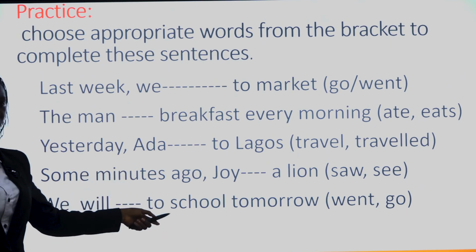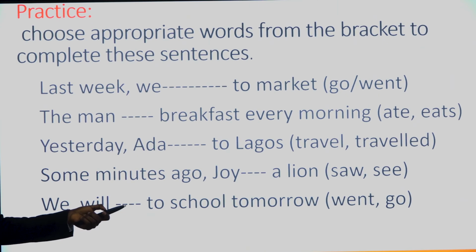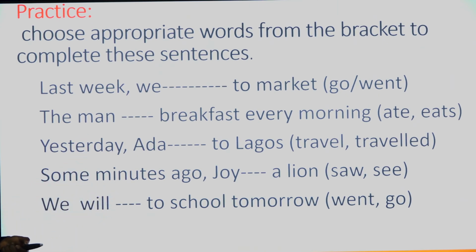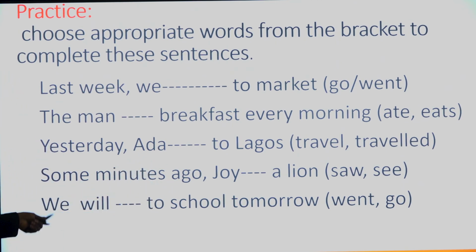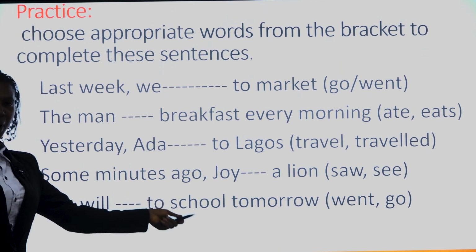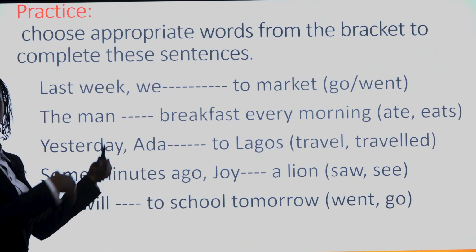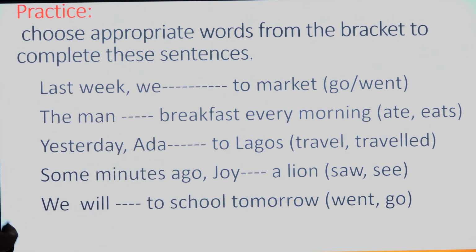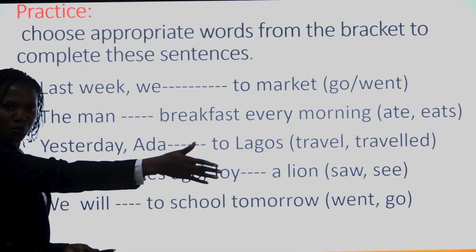Some minutes ago, Joy saw or see a lion. Some minutes ago is something that happened in the past, so we are going to use saw. Joy saw a lion. We will blank to school tomorrow. Is it went? Can we say we went to school tomorrow? No. We will go to school, because it's an action that will happen in the future.